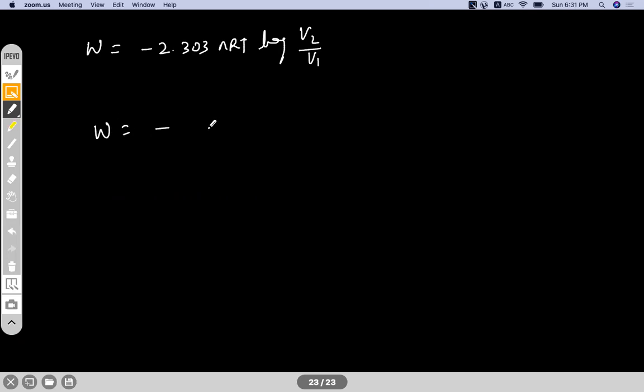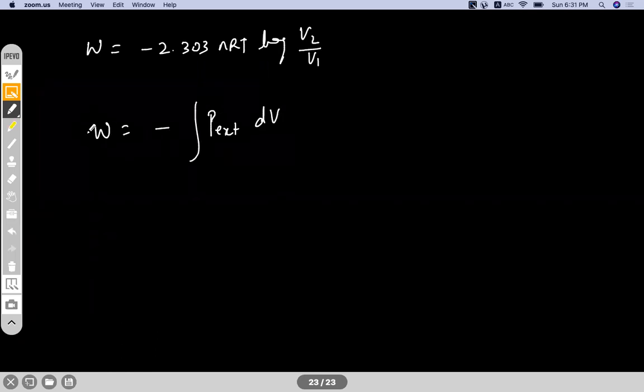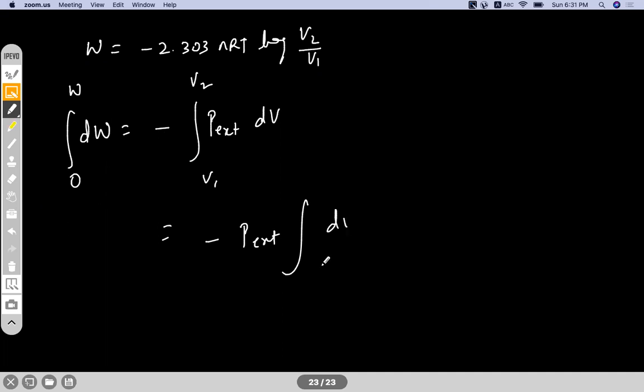W is equals to, yes, minus P external dV, isn't it? And then what we do? This we integrated, dW we integrated 0 to W, and V1 to V2. Now the question is, why don't you take this P external out of the integral sign? Could you answer this to me? Why don't you take this P external out and just integrate dV? Why? Because P external is not constant for a reversible process. Remember that?